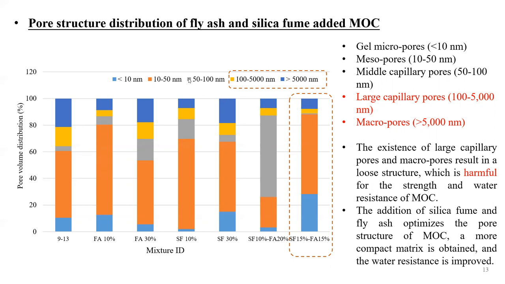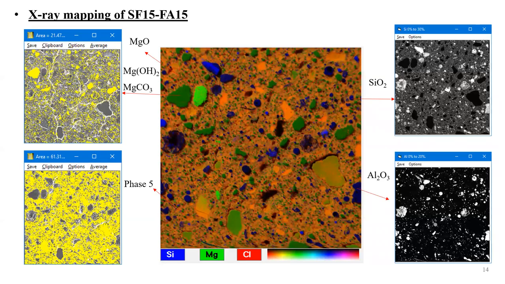Of course, the existence of large pores results in a loose structure, which is harmful for the strength and the water resistance of MOC. So we can see the addition of silica fume and fly ash optimizes the pore structure of the MOC and forms a more compact structure. As a result, the water resistance is improved. So the pore structure of the MOCs, especially for the SF 15%, fly ash 15%, shows the reason and gives further evidence why this mix design is the best for water resistance.